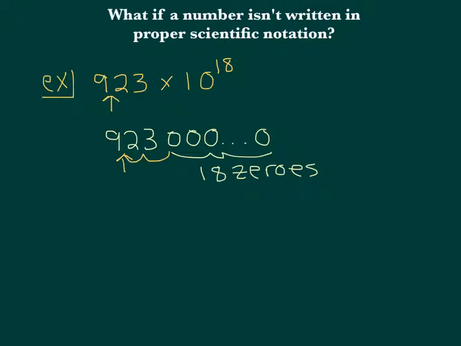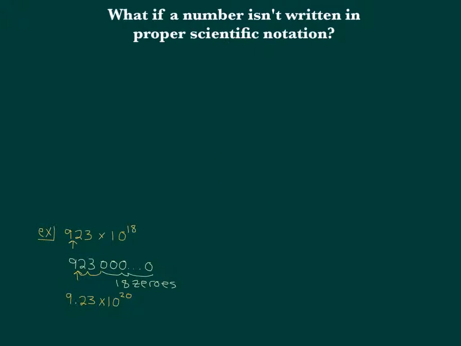Therefore, my new number in proper scientific notation is going to be 9.23 times 10 to the power of, well, now we have 18 plus the 2 more places gives us the power of 20. So 9.23 times 10 to the 20th power. Therefore, if the first factor is originally greater than 10, I need to add the number of decimal places that I moved to the power of 10. I'm going that many more decimal places.